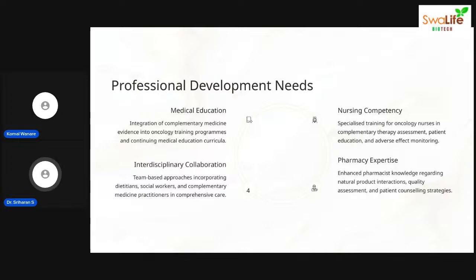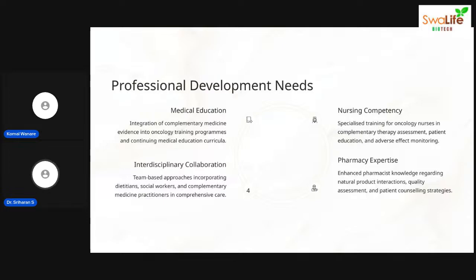Next, professional development needs. We want to educate ourselves. Medical education is very important. Apart from the drug, we want to know more about pharmacognosy, which is the study of herbal drugs. We want to know about that and get training on it. We want to read more research articles, meta-analyses, and systematic reviews. That will add to our medical education.